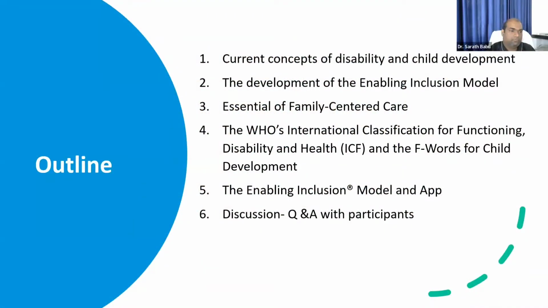So our outline today is to firstly cover the current concepts of disability and child development. We will review the development of the Enabling Inclusion model, then the essentials of family-centered care. Then I will cover the WHO's International Classification of Functioning, Disability and Health, the ICF, and the F words for child development. Then I will go into greater detail on the Enabling Inclusion model and app. And finally, we'll have some time for discussion and questions and answers.